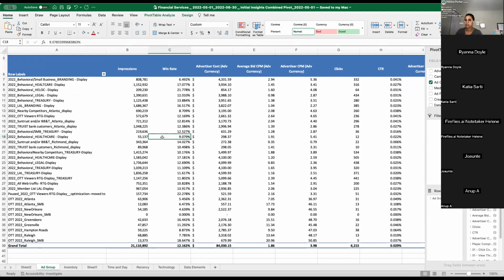And in order to be productive during your optimization, I recommend scheduling these reports. If you don't know where to start and you're using The Trade Desk, for instance, just go to this report. It's initial insight combined pivot. It's a template, and then just schedule it to come to you on a weekly basis, or on a daily basis, for that one client or the advertisers that you're looking for.